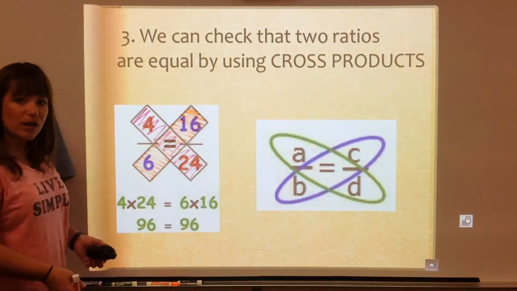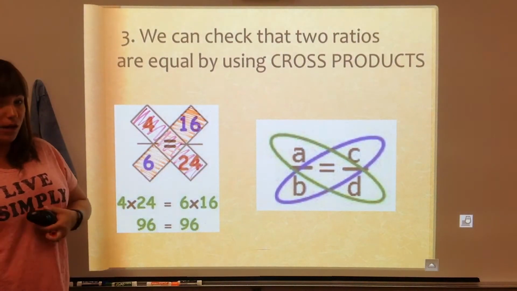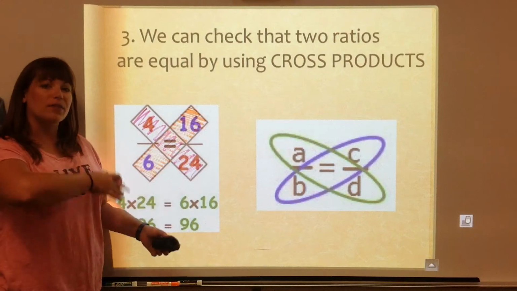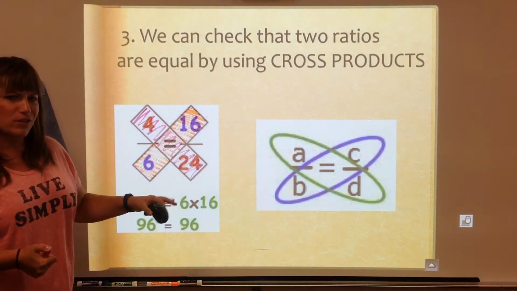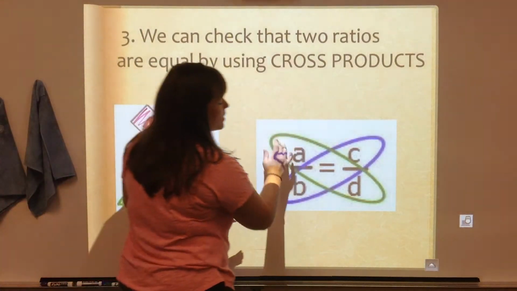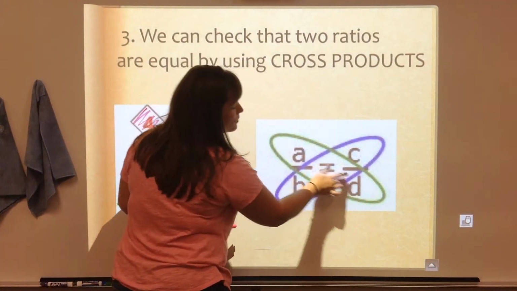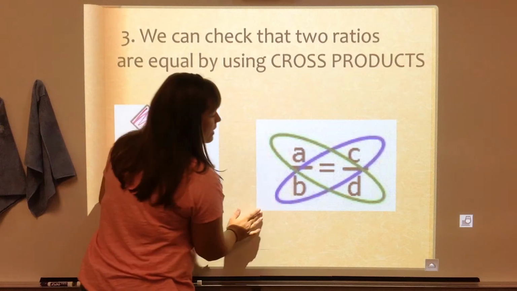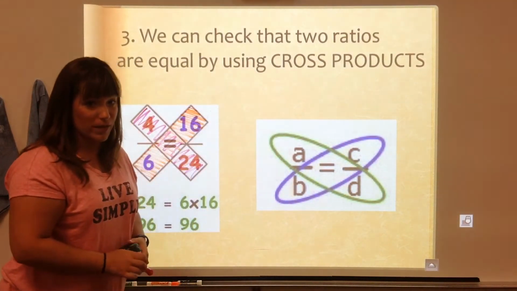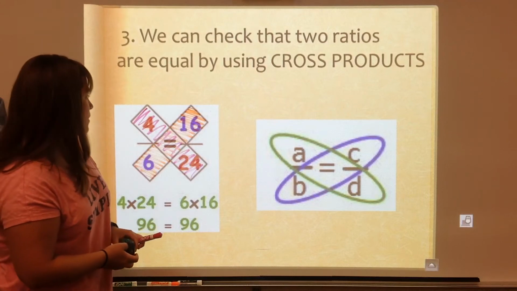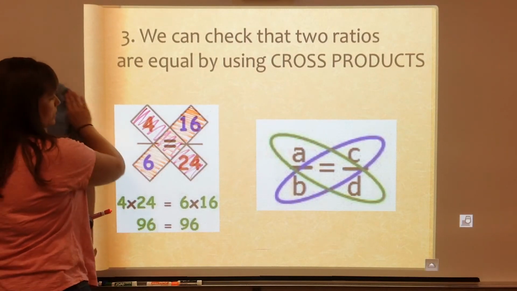Since our cross products, get the pattern here, since the cross products are equivalent, then the rates are equivalent. So over here, it's just letters instead of numbers, but the A and the D, the diagonal numbers get multiplied, and then the diagonal numbers going in the opposite direction get multiplied together. That's a little taste of cross products.